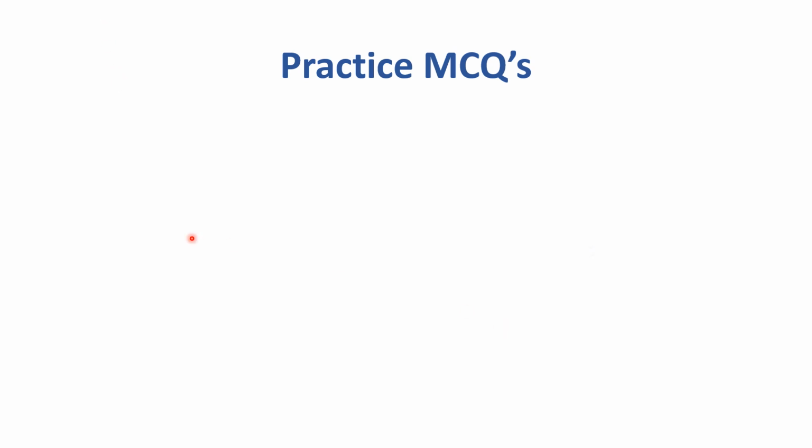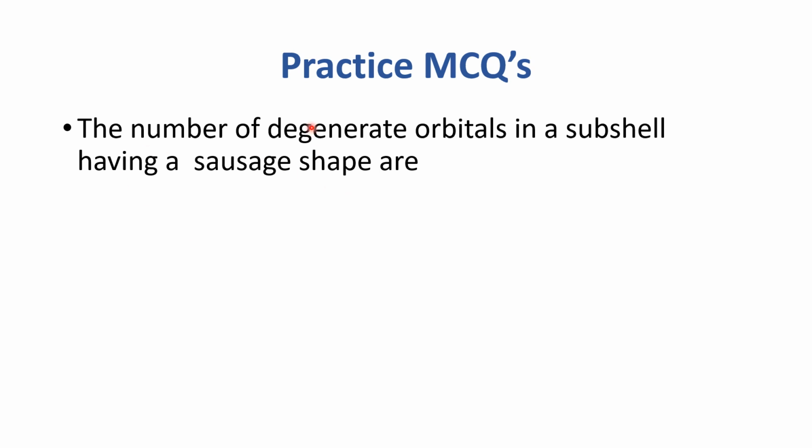Let's discuss a practice MCQ. The number of degenerate orbitals in a subshell having a sausage shape are 1, 3, 5, 7, and the correct option is 5. Sausage shape orbitals जो हैं वो d orbital होता है. So d orbital have 5 degenerate orbitals. So this was all about magnetic quantum number. I hope you have understood it well, and thank you so much.